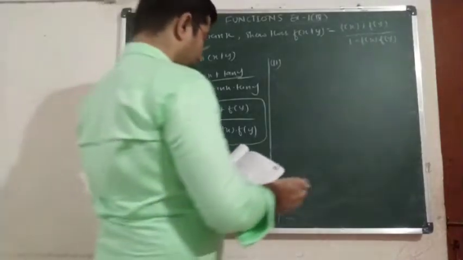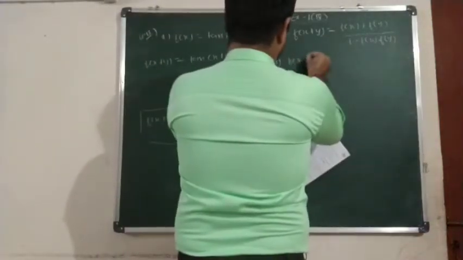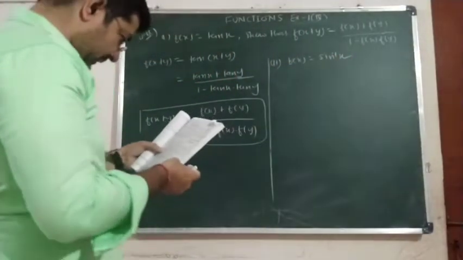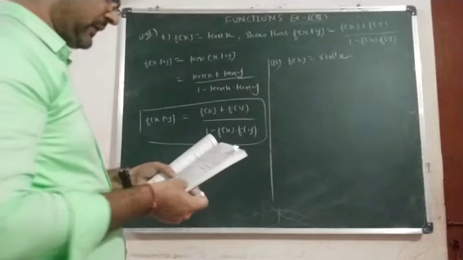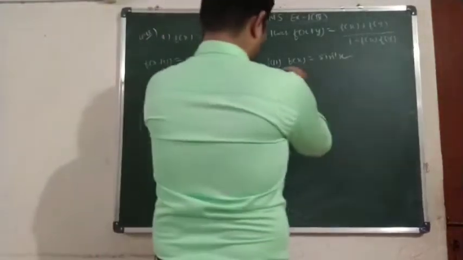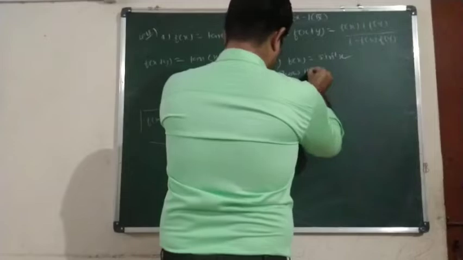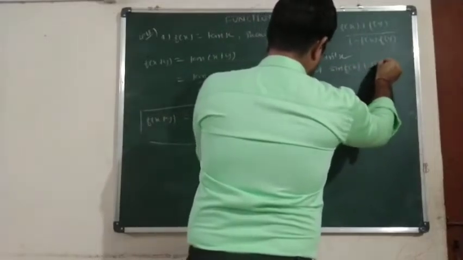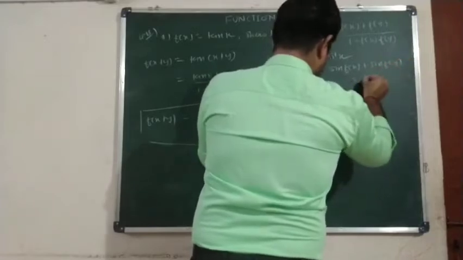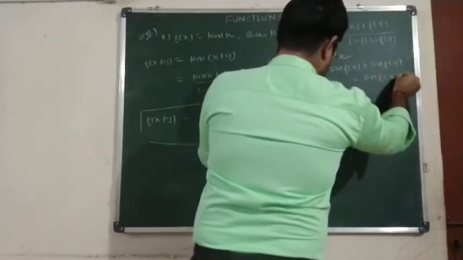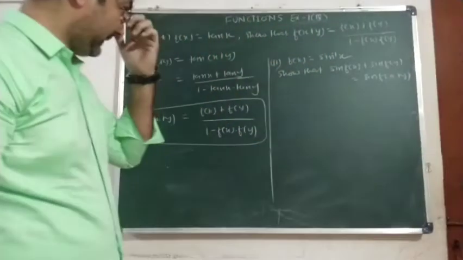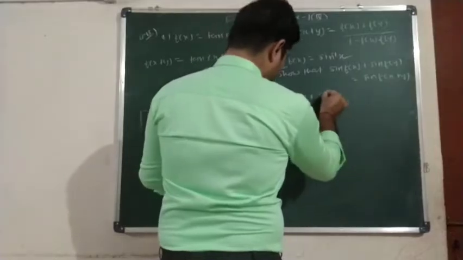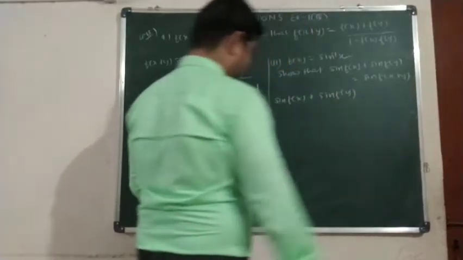We are given f of x is equal to sine inverse x. We have to prove that sine of f of x plus sine of f of y, we have to show that sine of f of x plus sine of f of y is equal to sine of f of x plus y. Now let us find out sine of f of x plus sine of f of y.